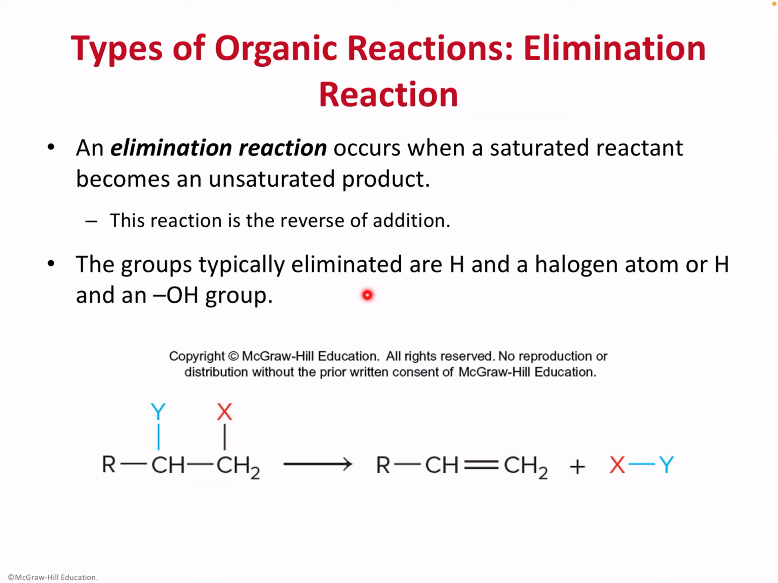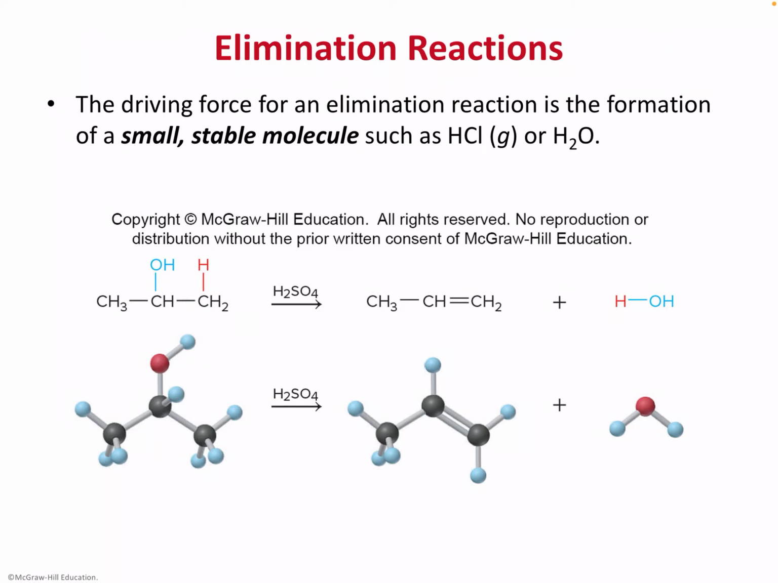The groups typically eliminated are hydrogen and a halogen atom, or hydrogen and an OH group. So this Y and X are going to be eliminated. It could be a hydrogen and OH. What can we make with hydrogen and OH? A water molecule. It could be the removal of a water molecule, or the removal of an acidic molecule like H and Cl, which makes HCl, giving an alkene. That type of reaction is called an elimination reaction. The driving force for an elimination reaction is the formation of a small stable molecule such as HCl or water.